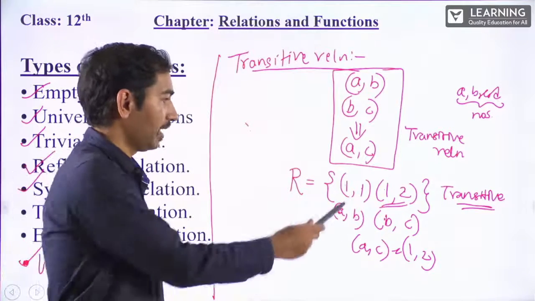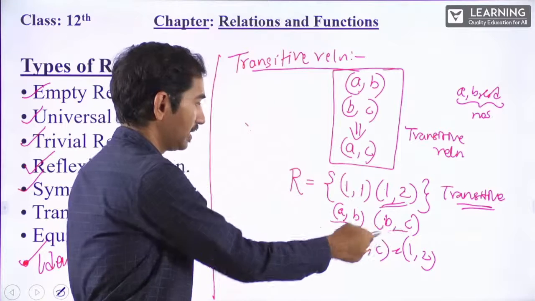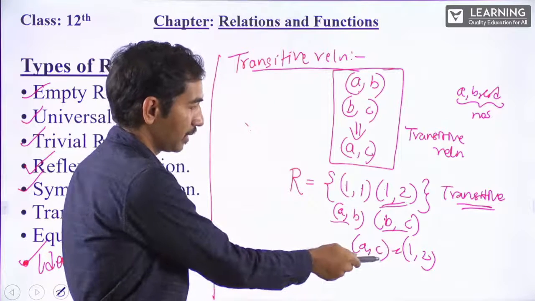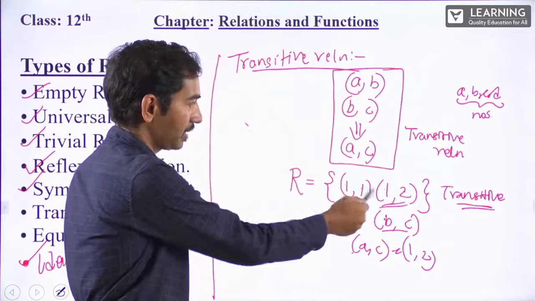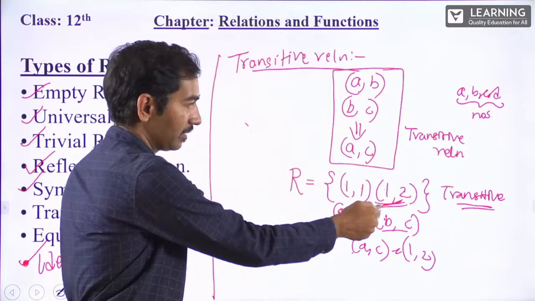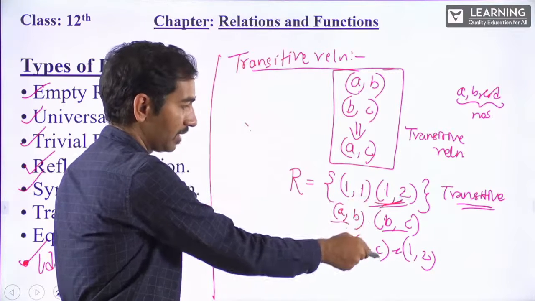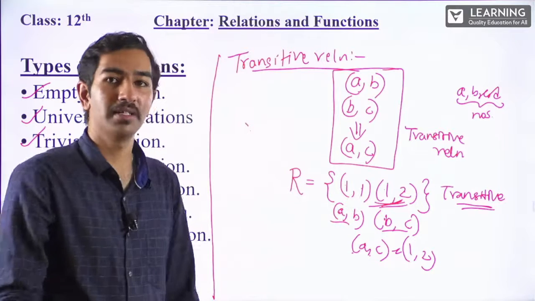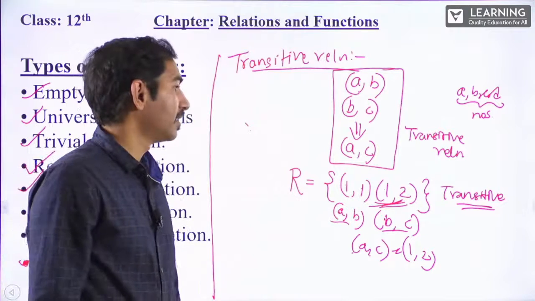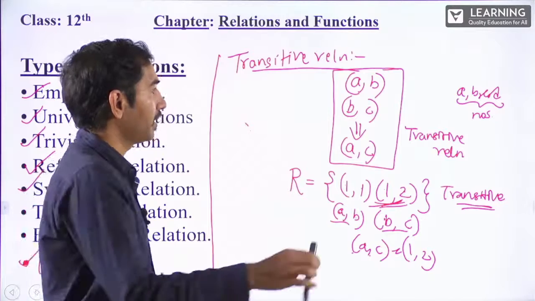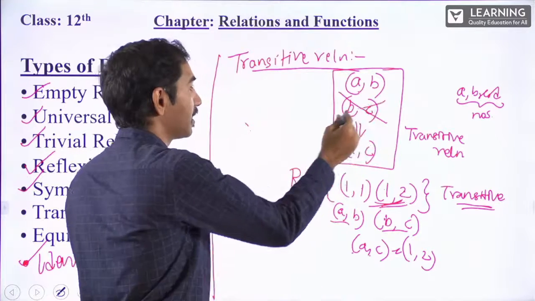Understood? If (A, B) is there and (B, C) is there, then there should exist (A, C) also. This is (A, B), this is (B, C), and this is (A, C). So this type of relation is called what? Transitive relation.